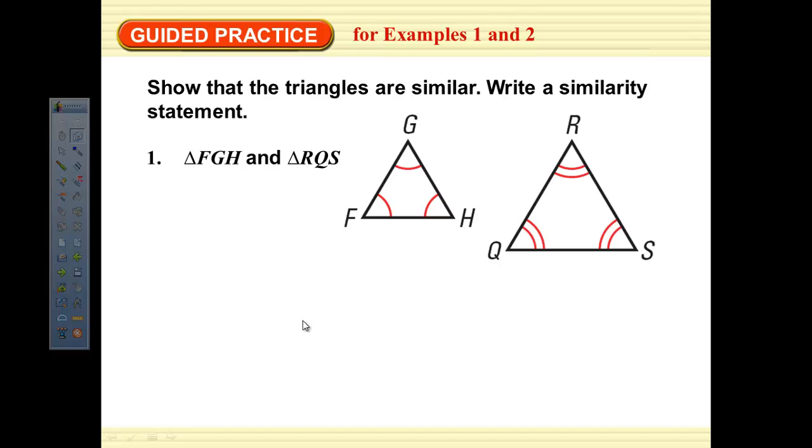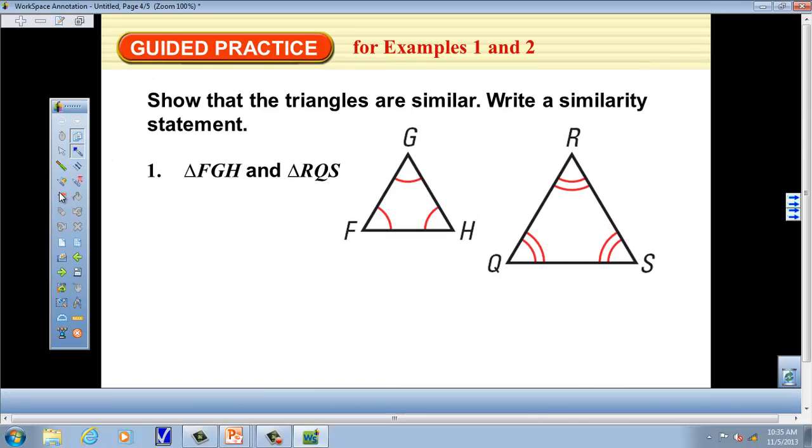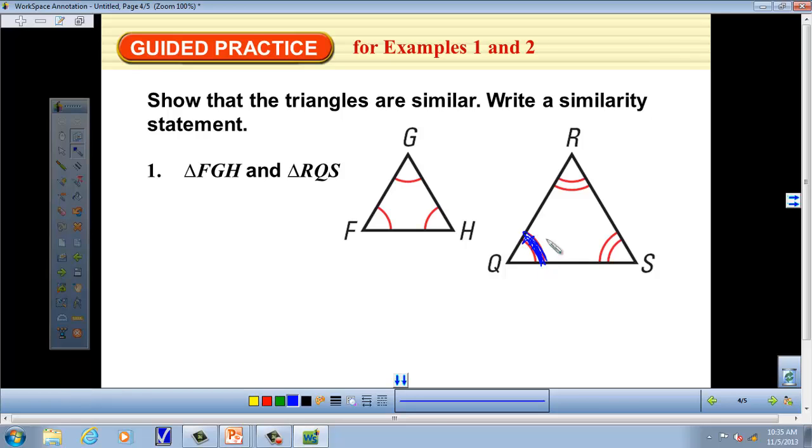We want to know if these triangles are similar. Well, this is actually marked incorrectly, because if this is equiangular and this is equiangular, then there should be two markings here, here, and here, because all of these angles would be 60. So we could say angle G is congruent to angle R, and angle F is congruent to angle Q. And that's because it's given.